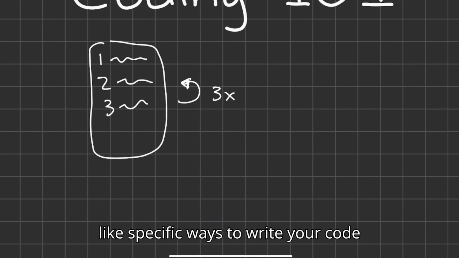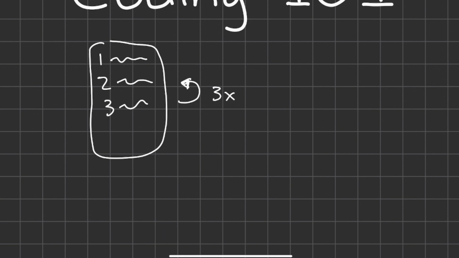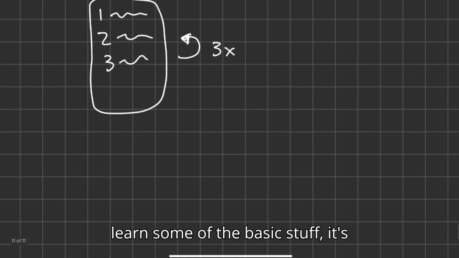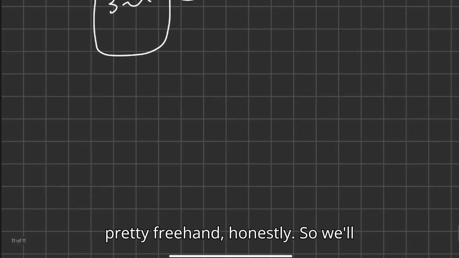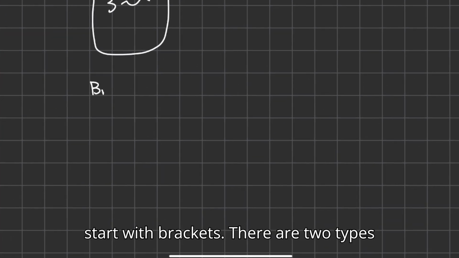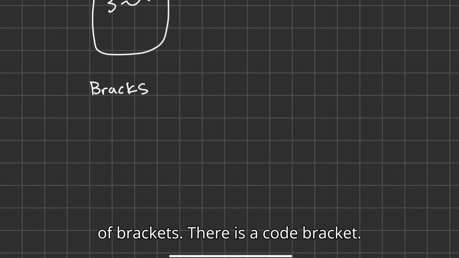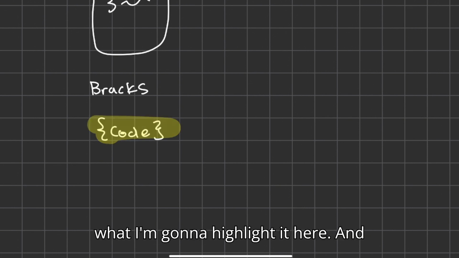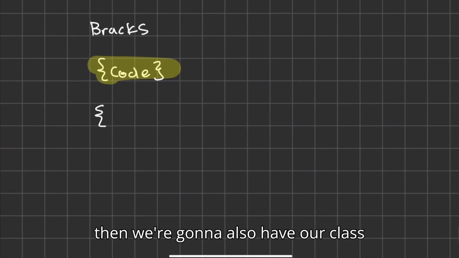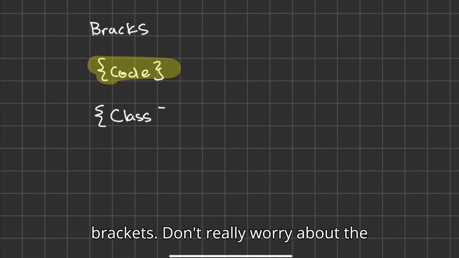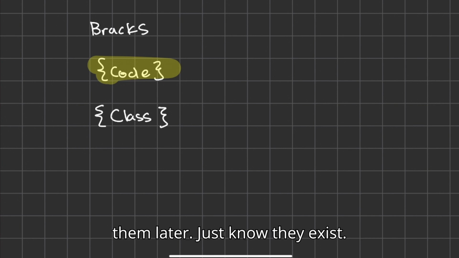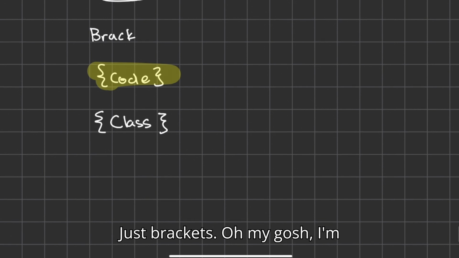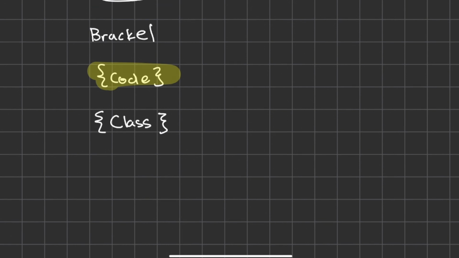And there's also specific ways to write your code that we'll be going over. But after you learn some of the basic stuff, it's pretty freehand, honestly. So we'll start with brackets. There are 2 types of brackets. There's the code bracket that we'll really be using mostly. That's why I'm going to highlight it here. And then we're also going to have our class brackets. Don't really worry about the class brackets for now. We'll learn about them later. Just know they exist. Just brackets. Oh my gosh, I'm trying to go really fast.